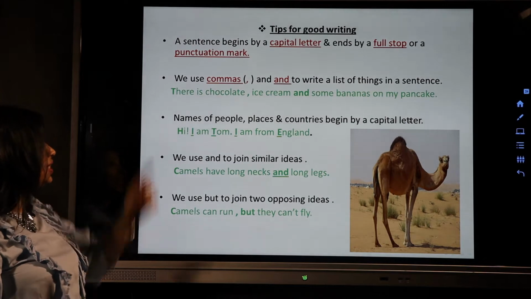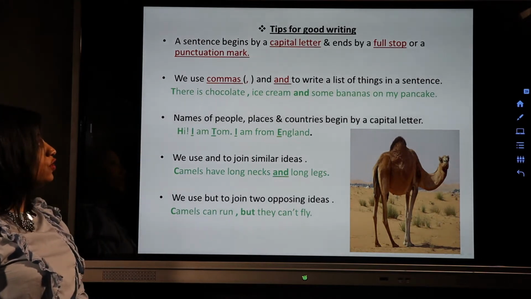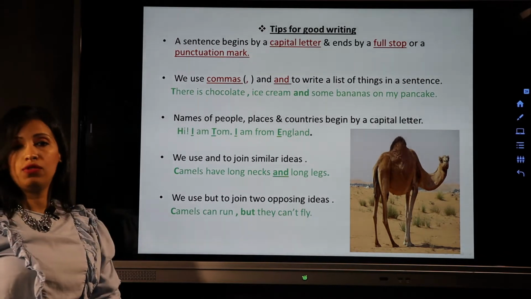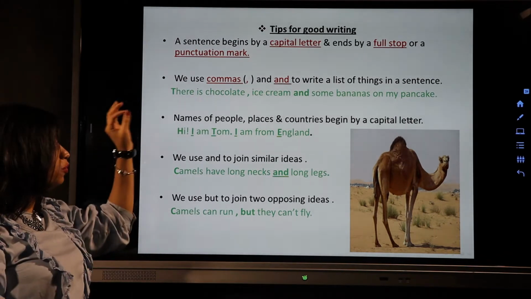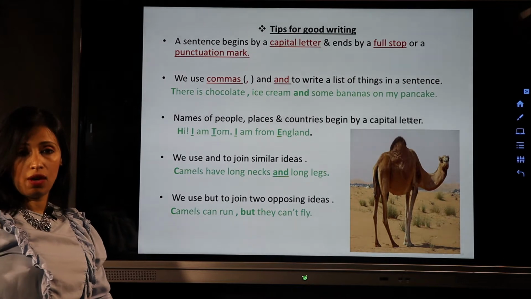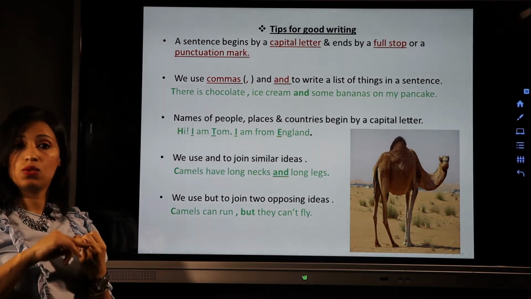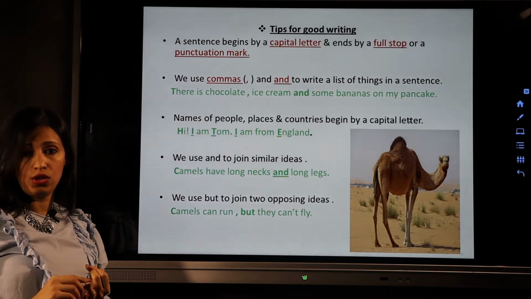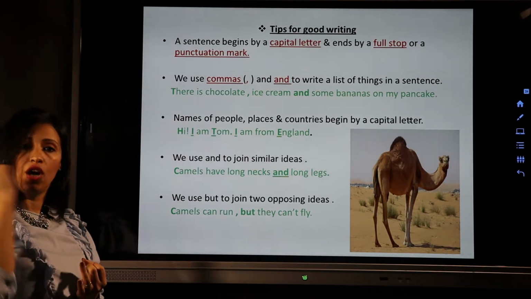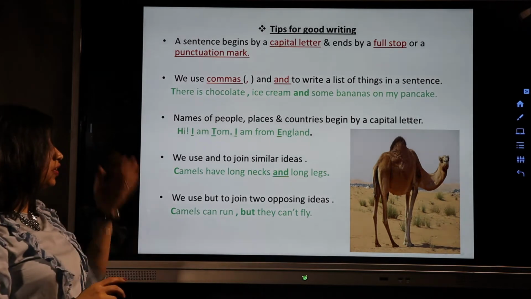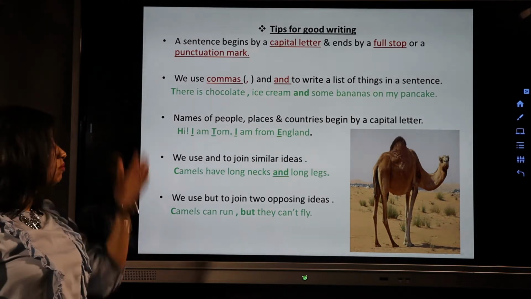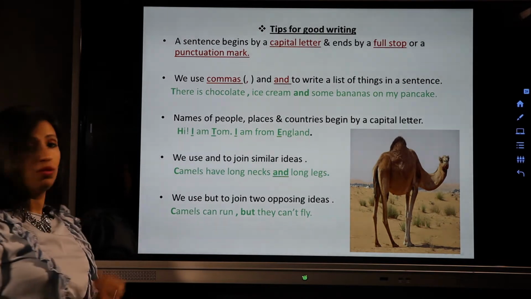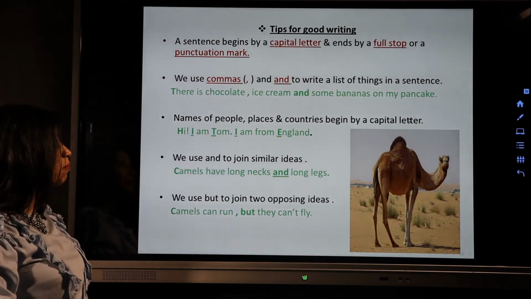So let's see, number one, a sentence begins with a capital letter and ends with a full stop. This is a very important tip in writing a topic. You have to start your sentence with a capital letter and you have to end your sentence with a full stop. The full stop locks your sentence so the reader can understand what this sentence means. Okay, so your sentence could be simple.